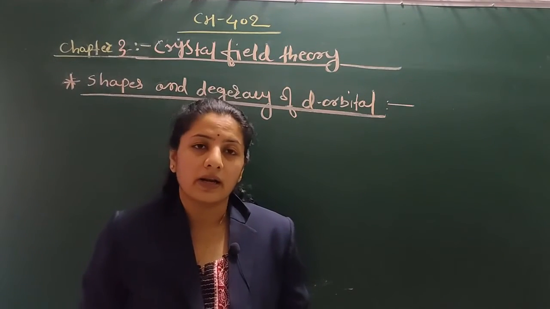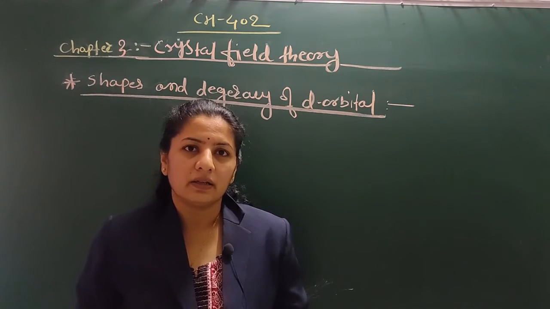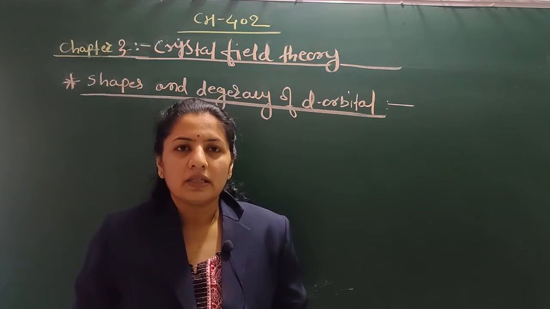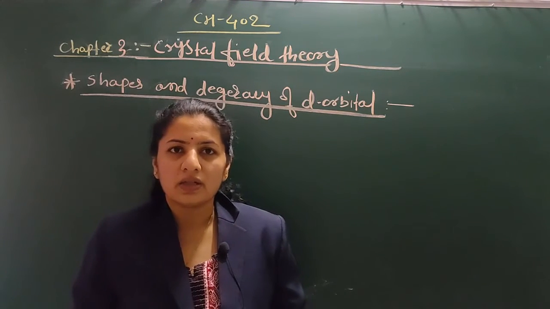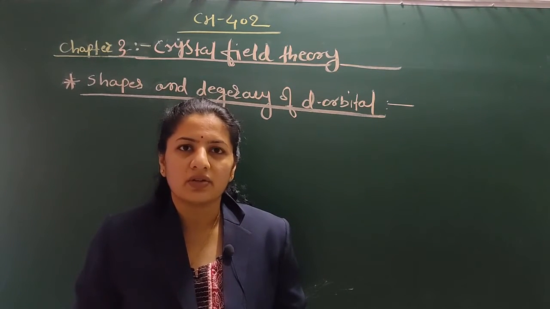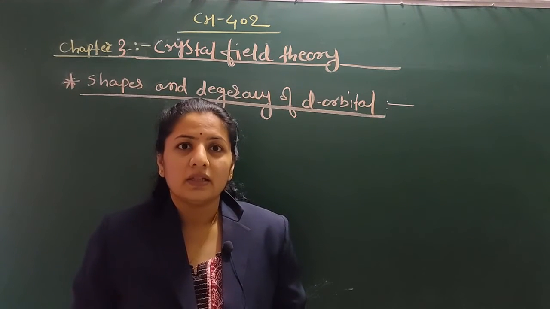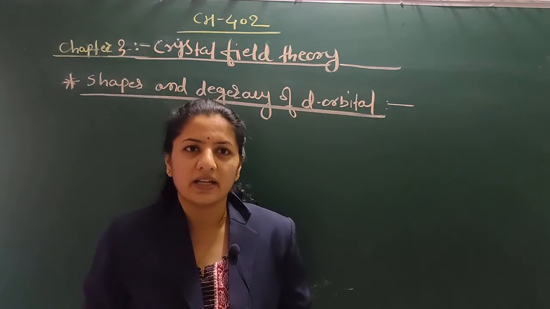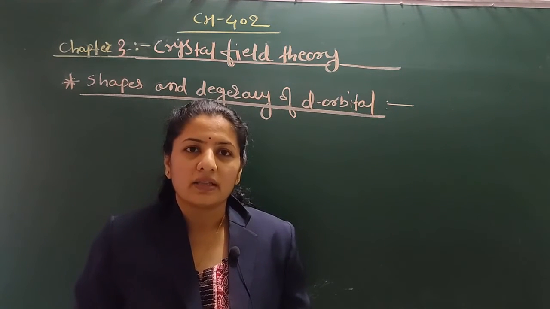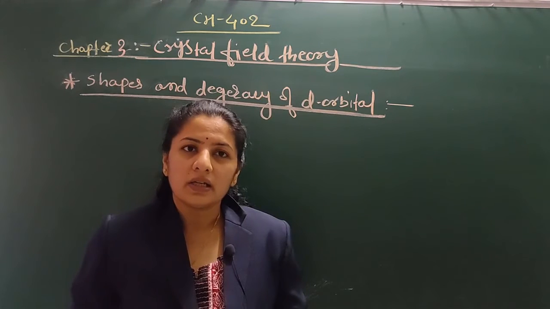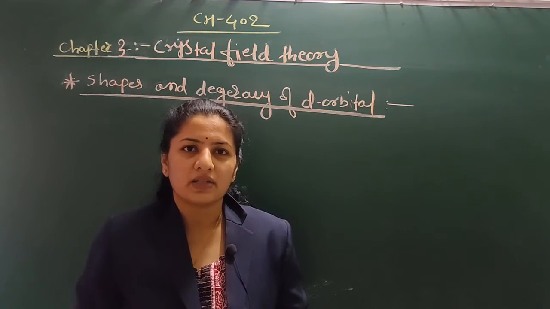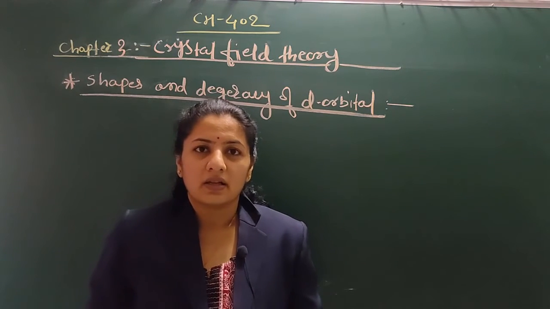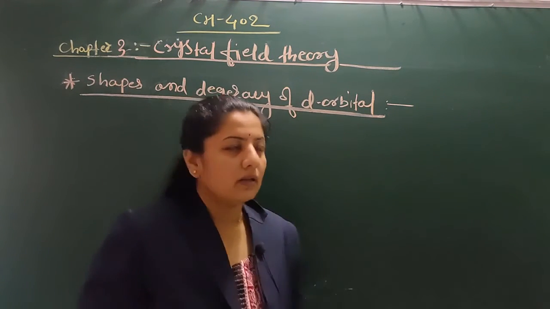The five d-orbitals are not identical, but they are divided into two groups, that is t2g and eg. These t2g and eg groups are divided on the basis of the orientation of the orbitals in space. The t2g has 3 orbitals, that is dxy, dyz and dzx, whereas the eg group has 2 orbitals, that is dx square minus y square and dz square. So let's discuss the shapes of those orbitals.